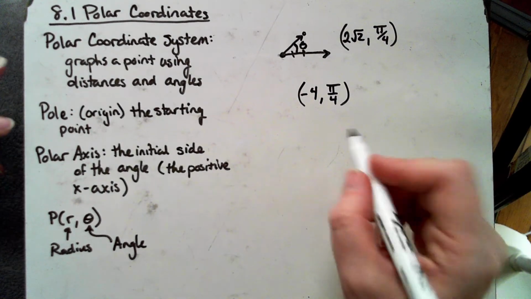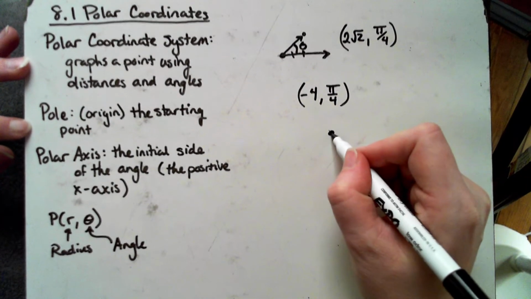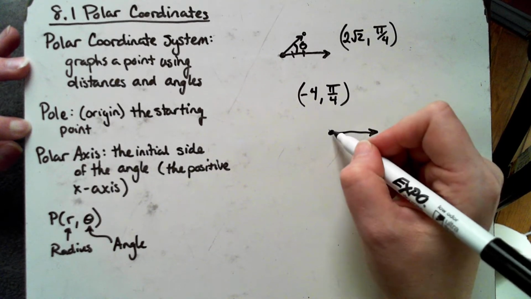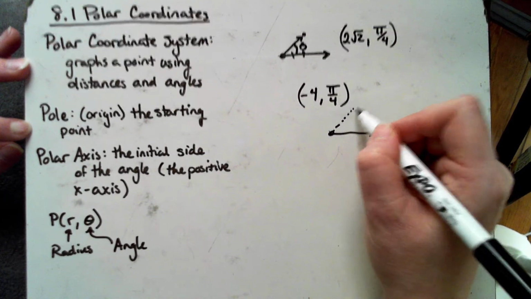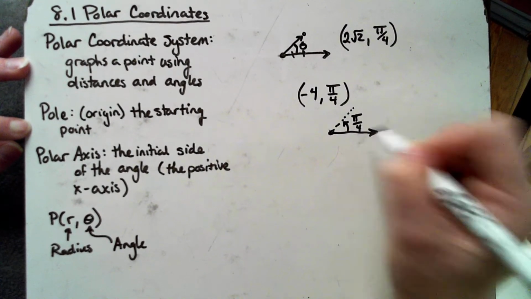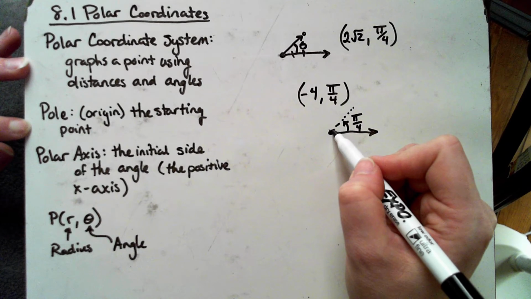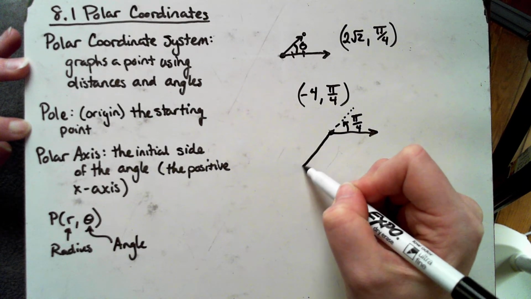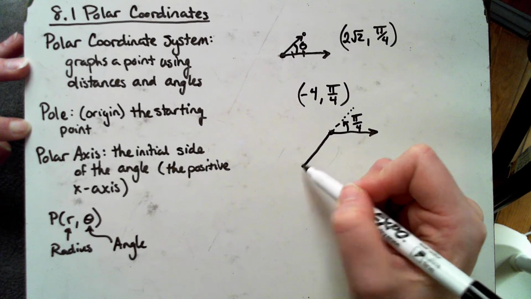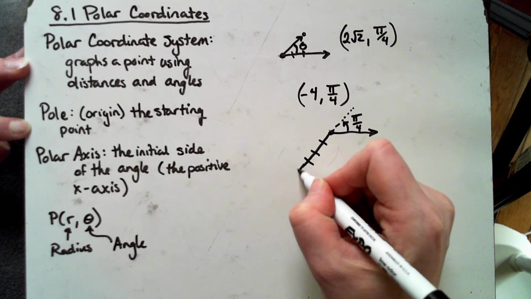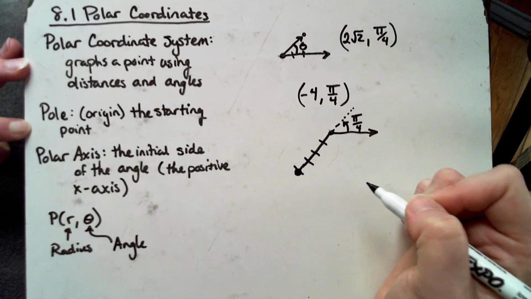Okay, I'm going to start the same way. Polar axis. And I'm going to find pi over 4, which is about 45 degrees. So it's going to be here. So pi over 4. Now, -4 would go in the opposite direction this way. So I would do this, and I draw the line going in the opposite direction. And I'd just do 1, 2, 3, and I need the 4th tick mark where my point is.